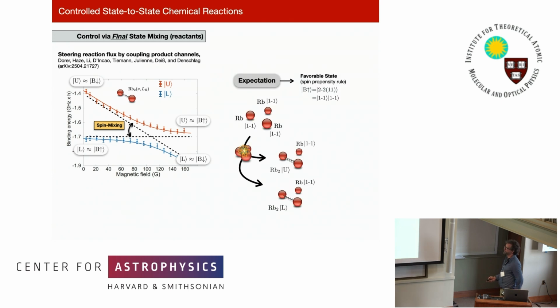And what is the theory expectation? In this case, the favorable state is the state 2 minus 2, 1, 1, which is basically the state that has the same spins as the initial state here. So it is the B up state. Yes, B up here. So at low field, the state that has the most B up is the L state. It's the lower branch.